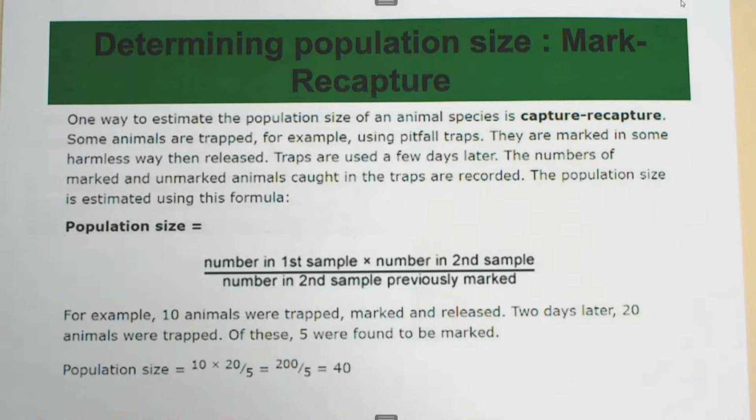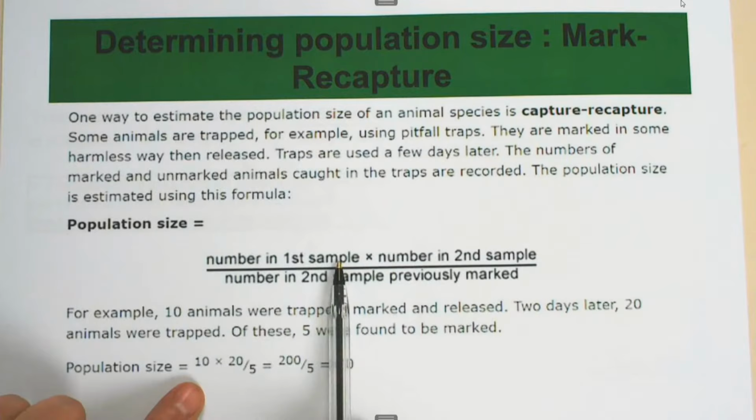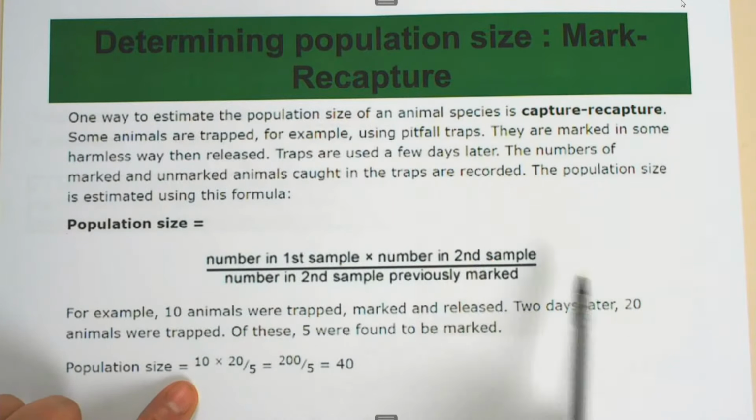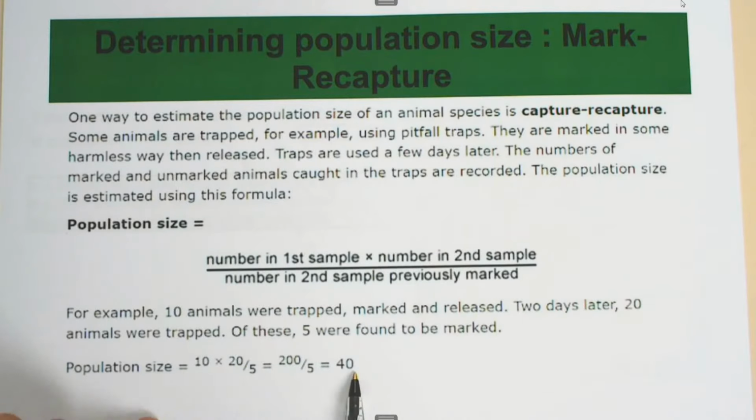So after some time, now you catch animals again. Like, for instance, in this example, 10 animals were trapped, they were marked, and then they were released. 2 days later, 20 animals were trapped. Of these, 5 were found to be marked. So I start with the number in the first sample, that is 10, multiplied with the number in the second sample, that is 20, divided by the number that is marked. So there we have 10 times 20 divided by 5, which gives you 40. So that's our estimation. We are now making an educated guess.